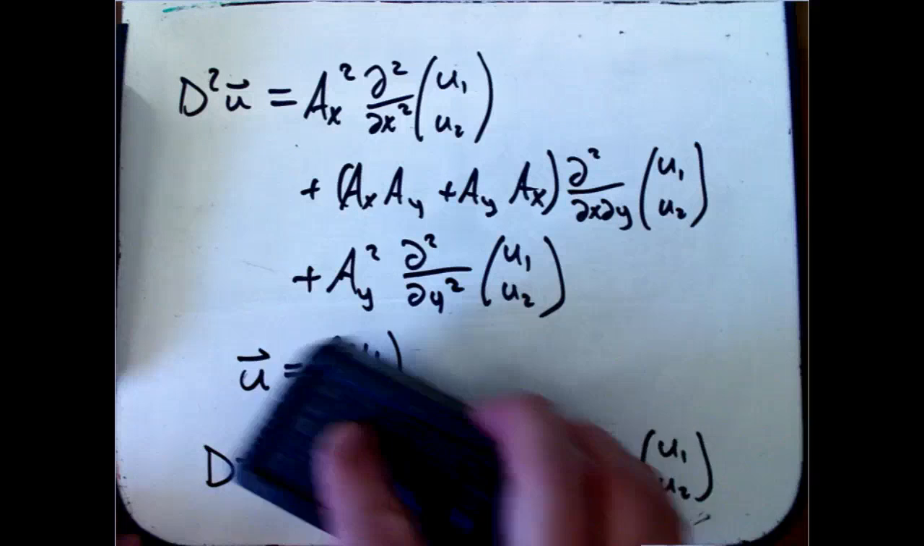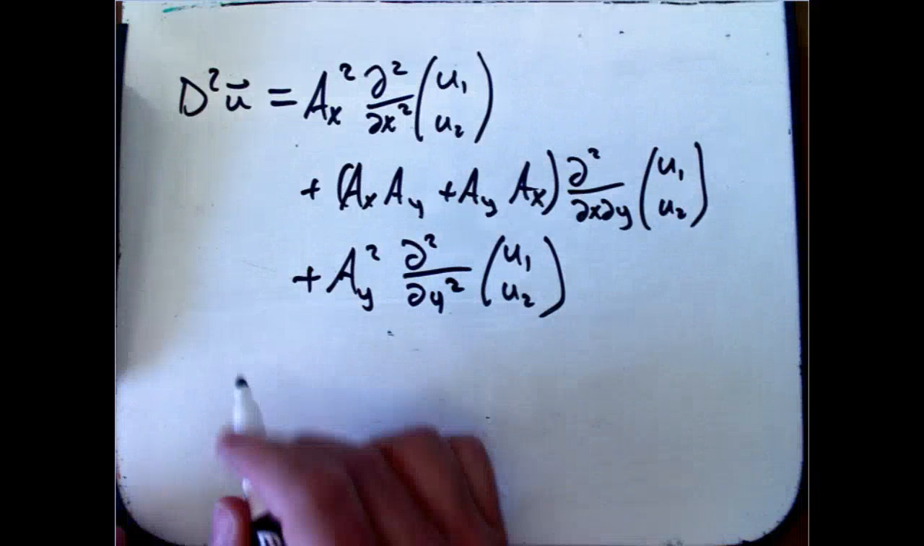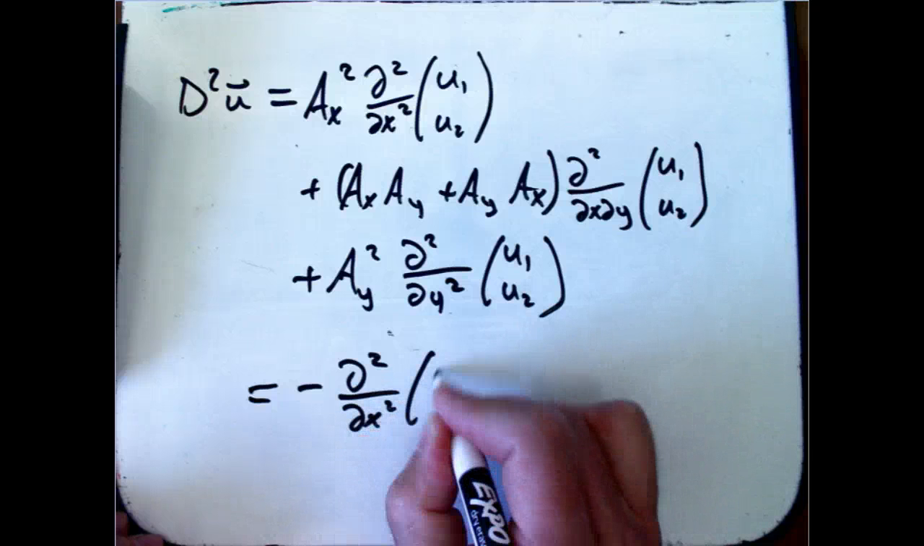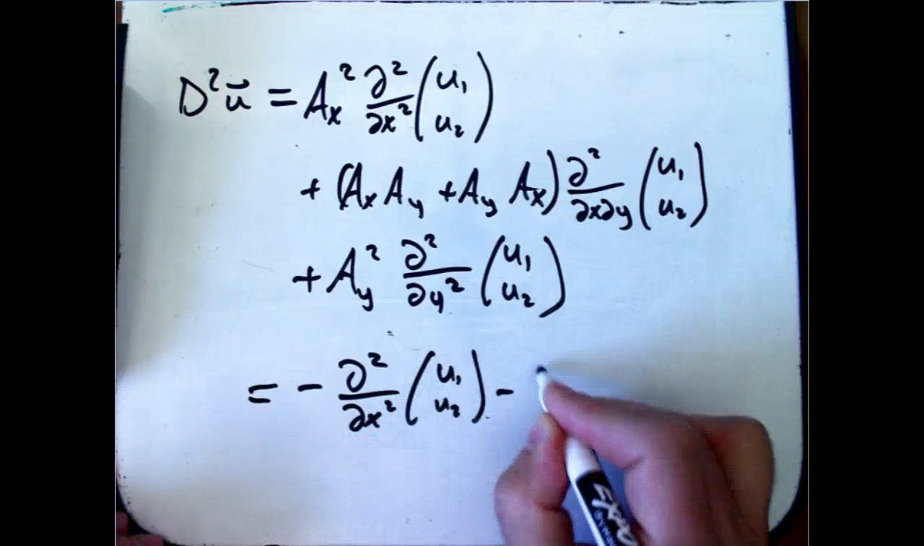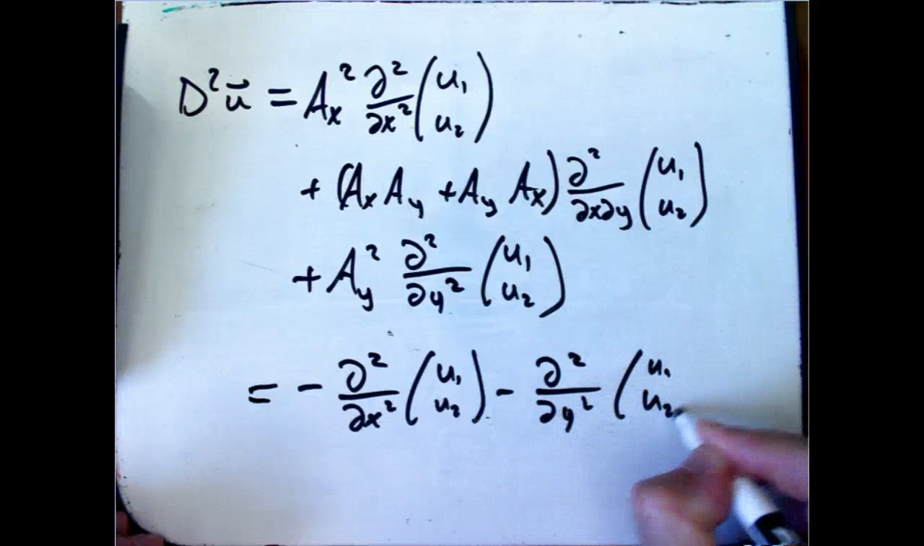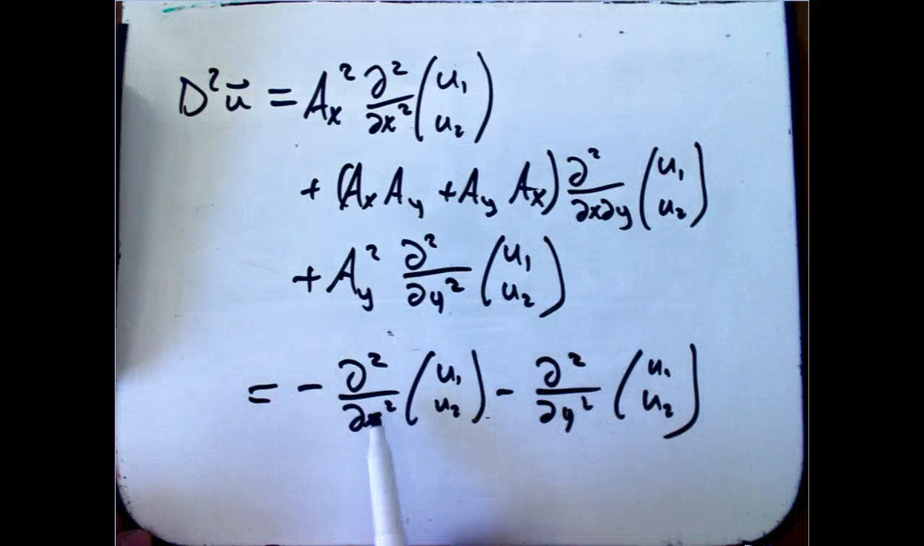Okay, and what do we want that to be? We just want that to be minus d squared dx squared of u1, u2, and minus d squared dy squared, something very simple of u1, u2. Okay, so what does that mean? We're just going to match the things.